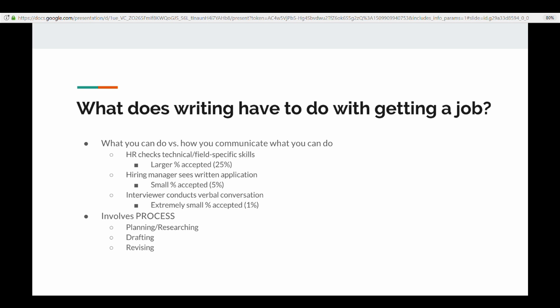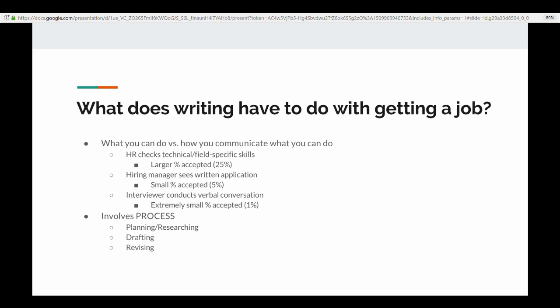And then the deal closer involves verbal communication, and that's the interview. This is an extremely small amount that gets accepted, roughly 1%. And what really closes that deal is your ability to communicate about yourself to another person. So you have not just writing, but in general, communication is the bedrock by which you get past these gates.